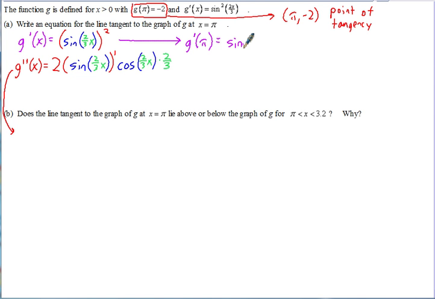So that'd be sine of 2 pi over 3, squared. So 2 pi over 3, right over here, in the second quadrant. So the interior angle here is pi over 3, so this side is root 3, and this is 2. So sine is the opposite over the hypotenuse, so it would be the square root of 3 over 2, squared. When you square that, square root of 3 squared is 3, over 2 squared is 4. So there's our slope.